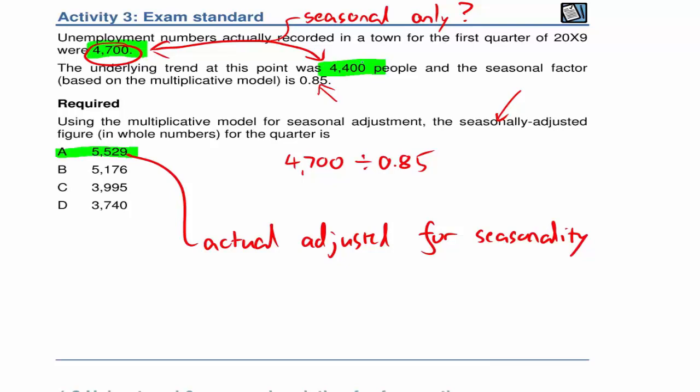Where it doesn't, which is the case here because the question said the trend was 4400, it must be because there's some other factor, some residual one-off factor coming into play. So in this context, we're talking about unemployment, or perhaps a major employer has suddenly closed down out of the blue. Nothing to do with the trend, nothing to do with seasonality, it's just happened. Well, that would explain why the actual adjusted for seasonality is different from the trend. So that's the idea of deseasonalizing. You deseasonalize the actual data.